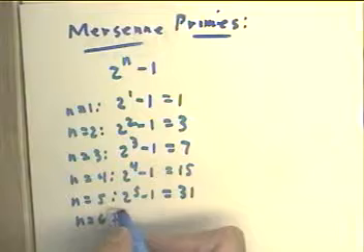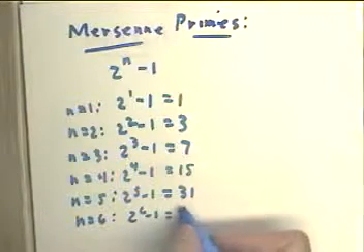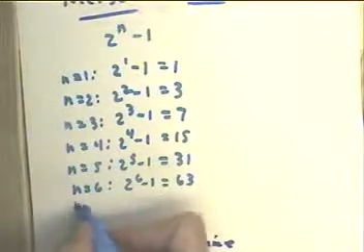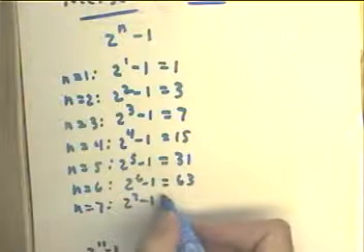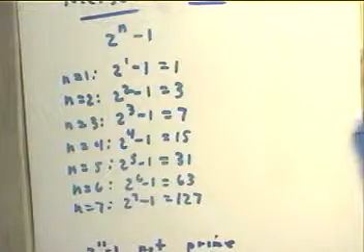For n equals 6, we get 2 to the 6th minus 1, which is 63. For n equals 7, we get 2 to the 7th minus 1, which is 127. Now, is there any pattern going on here? Well, we're talking about prime numbers.